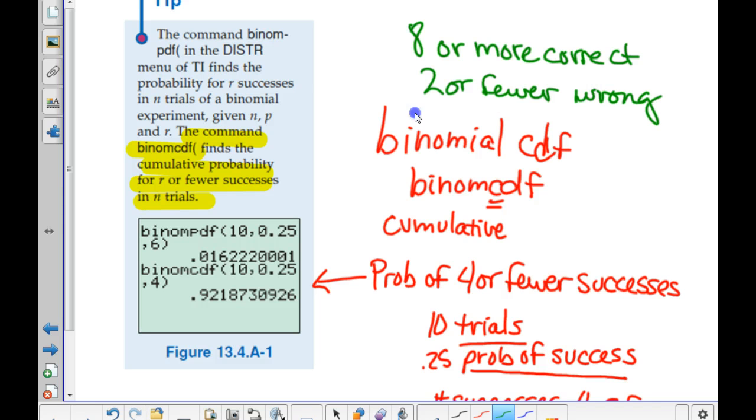Two or fewer wrong. Okay, what's the probability that we get something wrong? 0.75. Okay, so we want to say, out of 10 with a probability of getting it wrong of 0.75, we got 2 or fewer. So that's what it's going to look like. Try that one.